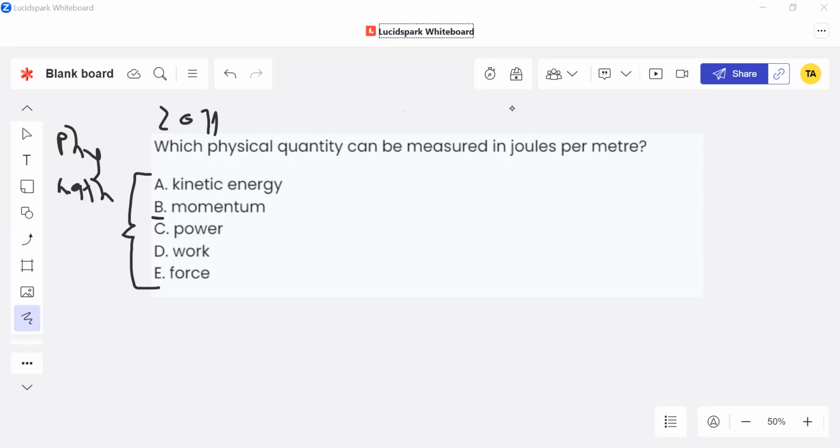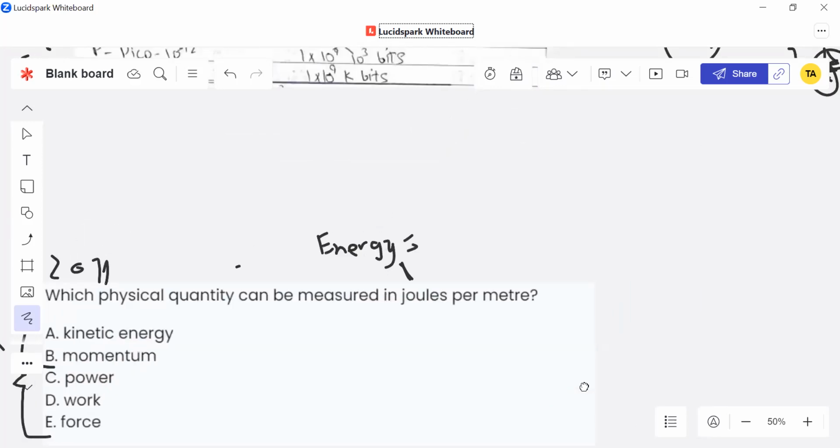Now, what is joules? Joules is energy, right? The joules is basically energy. So what's the unit for energy? I told you guys earlier, memorize it. It's kg m2 s negative 2. I can derive it again if you want, but it will take time. So let's not do that. Simply memorize energy unit. Energy is kg m2 s negative 2, right? And meters is m, right?